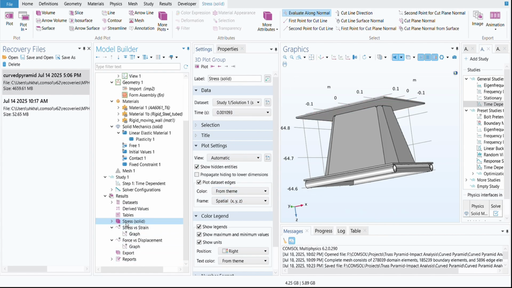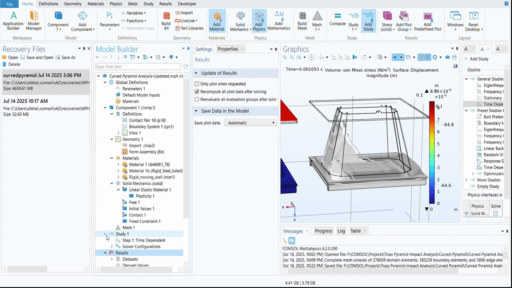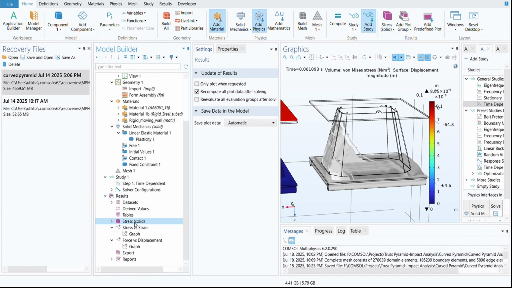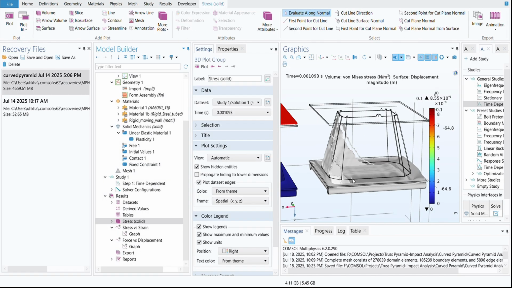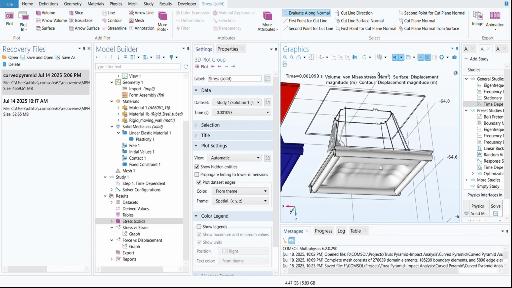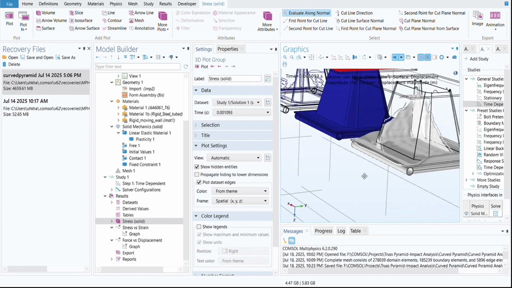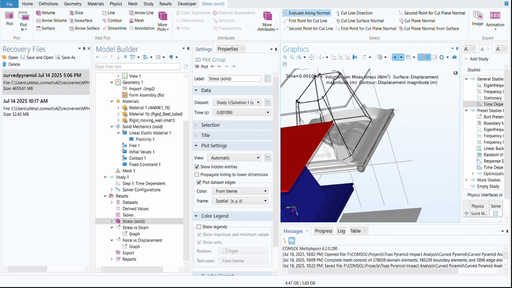So yes, these are the results we have here. This is the deformation which has occurred. You can see the base plate is also deformed. Here you can see the pyramid is also deformed, and this is the base of the pyramid. You can see it's a wavy structure showing the compression of the load. So this is our deformation.